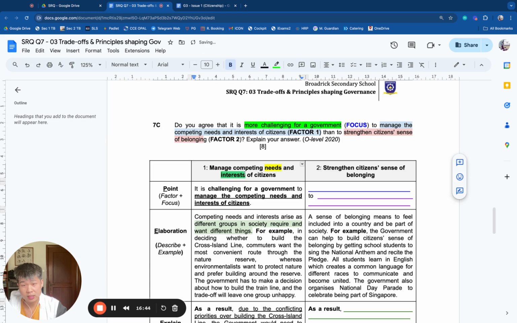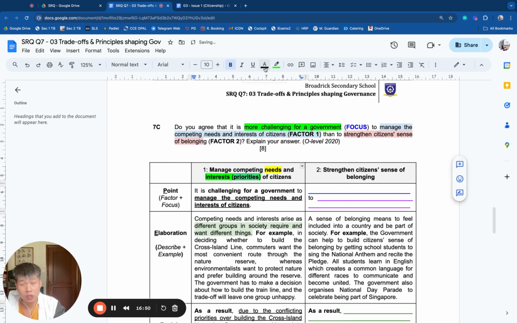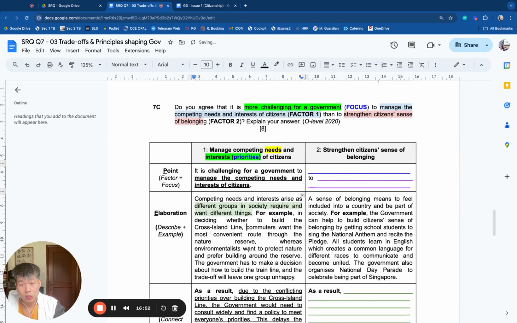And in this case, interest here can refer to priorities. It is what we learned about in terms of differing priorities. So I wanted to pick the cross island line because I thought that's quite a salient example that we have done in one of the source-based papers for holiday homework. So it might be fresh in your mind. So I'm going to pick it up.